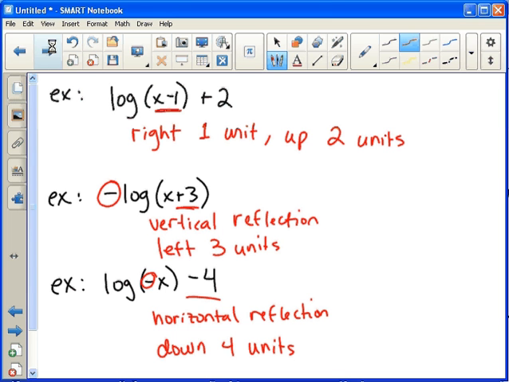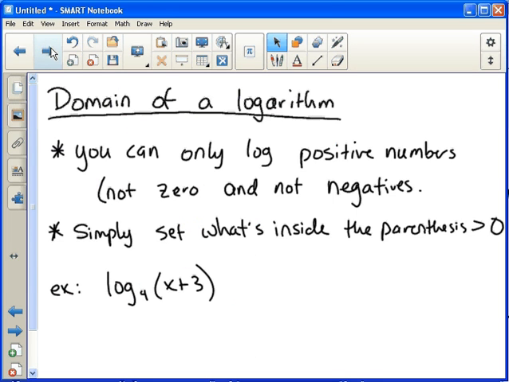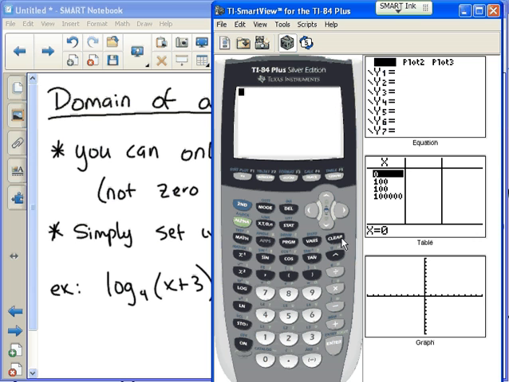Okay, let's move on and talk about the domain of a logarithm. Now, you can only take the log of positive numbers. I'm just going to pull the calculator up and show you that. If you do the log of 7, no problem. If you try to do the log of negative 7, you get an error, non-real answer. You can't log a negative number.